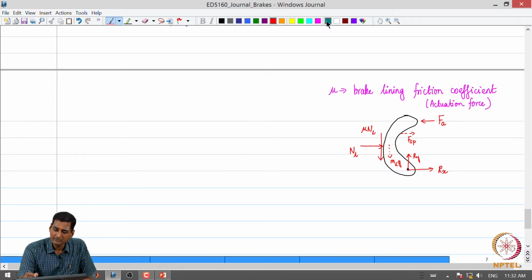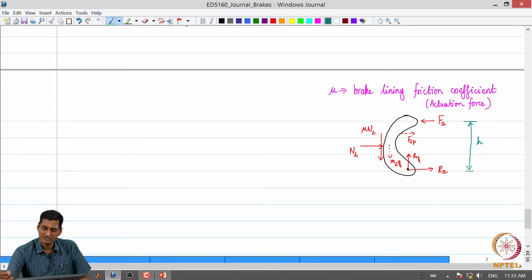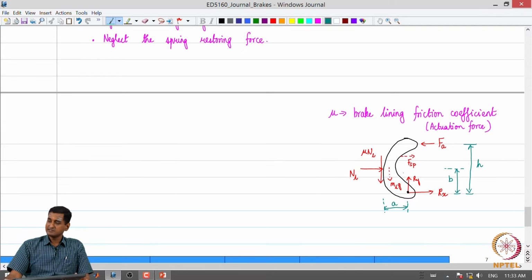Now let me draw some dimensions. The distance between the pivot and the place where the actuation force is applied is some h, the distance between the pivot and the place where we are lumping the normal load is some B, and the distance from the pivot, in this direction, to where the lumped friction force is acting is some A. So, this is the free body diagram.